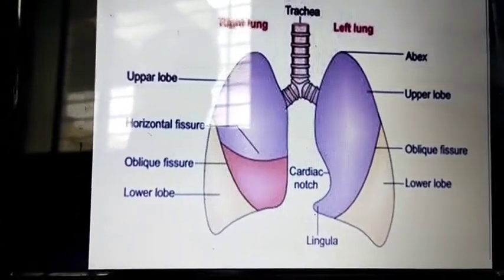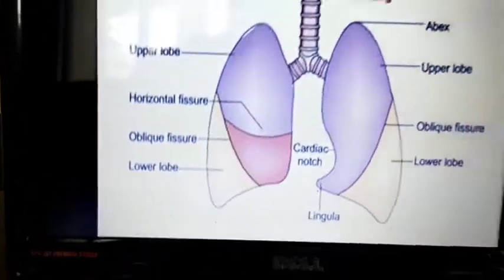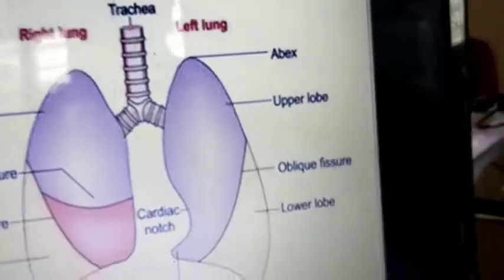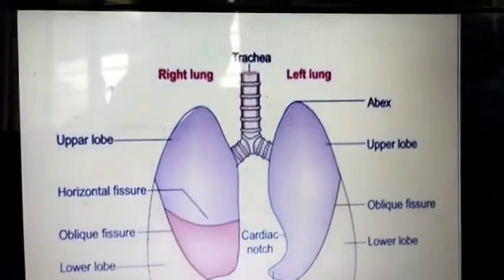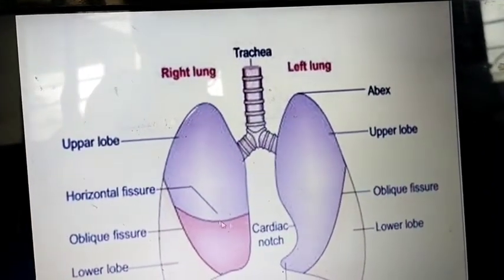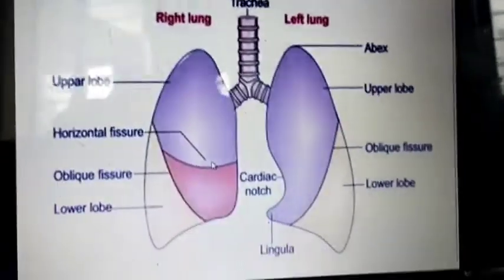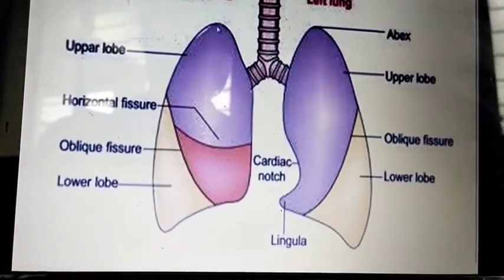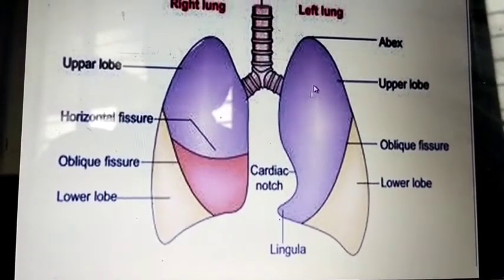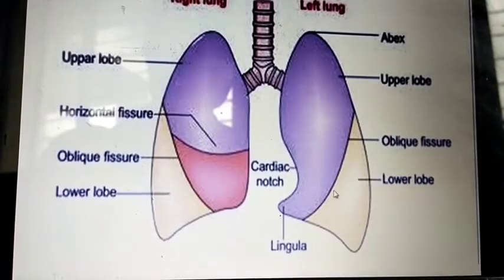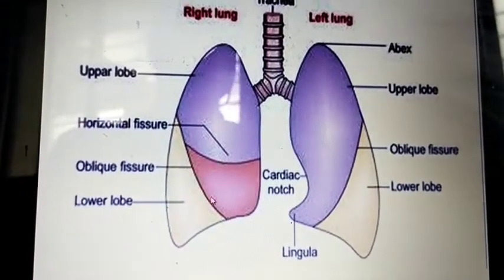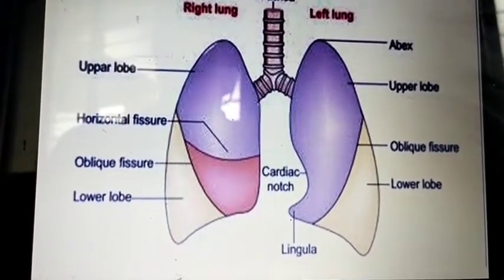Now we can go to the lobes. The right lung has three lobes and the left lung has only two lobes. The right lung has two fissures. Fissures means cuts. You can see this is one oblique fissure and this is a horizontal fissure. But in the left lung, there is only one oblique fissure. In the right lung there are two cuts, and because of that it forms three lobes.